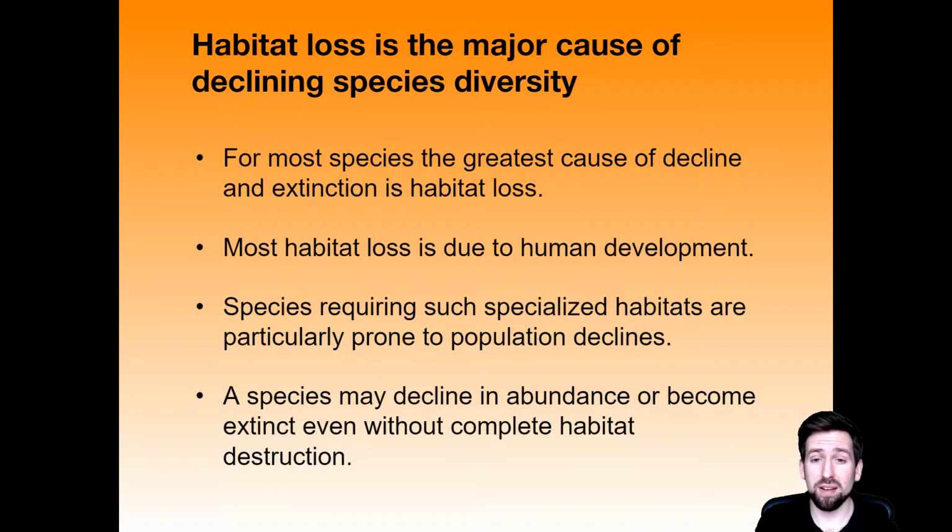Again, with that wetlands, that is not a huge part of the environments we see across the US. If you are taking out the wetlands, you're taking out a lot of the things that are specialized to live in the wetlands, and they don't really have anywhere else to go. So, huge issue. A species may decline in abundance or become extinct even without complete habitat destruction.